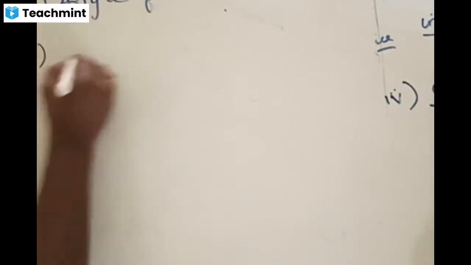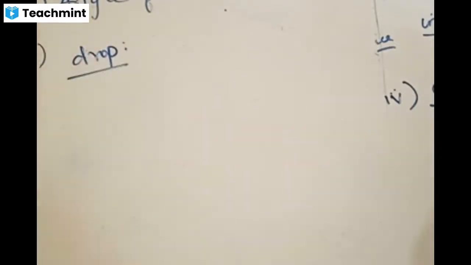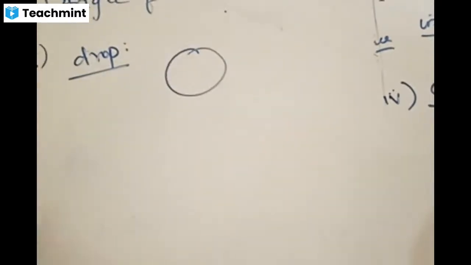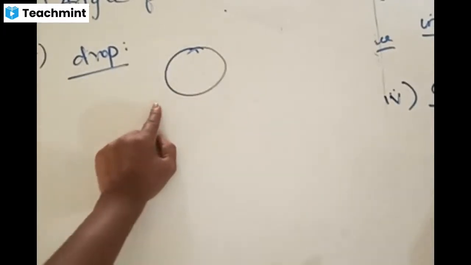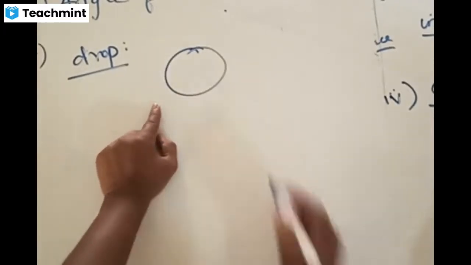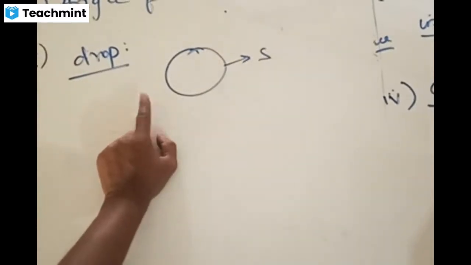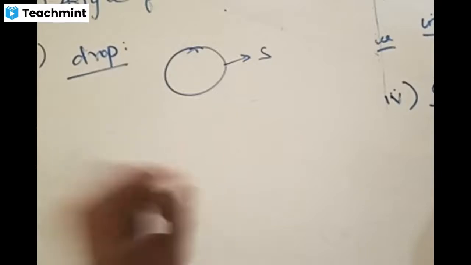Now, secondly, when we say drop, again this drop is something like this. As we have seen in the previous class, because of surface tension, every fluid or liquid tries to take the form of the smallest area.